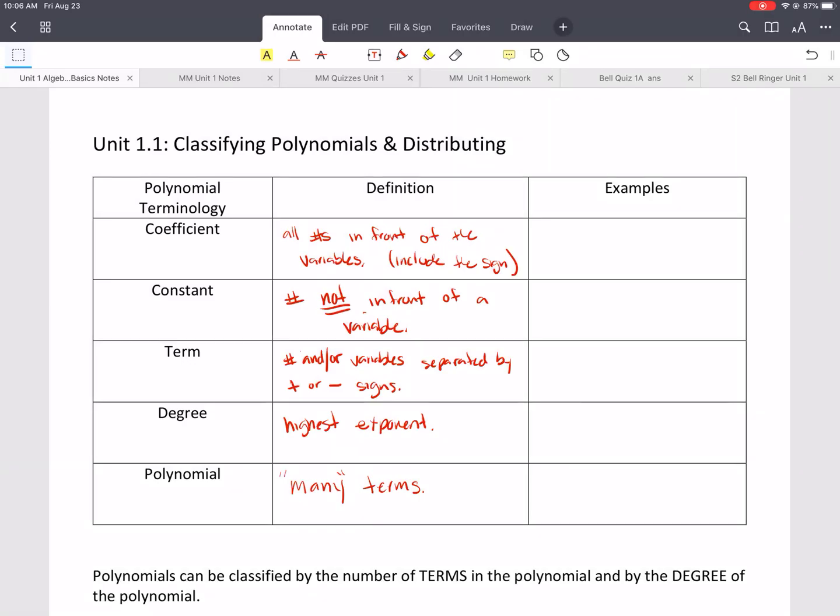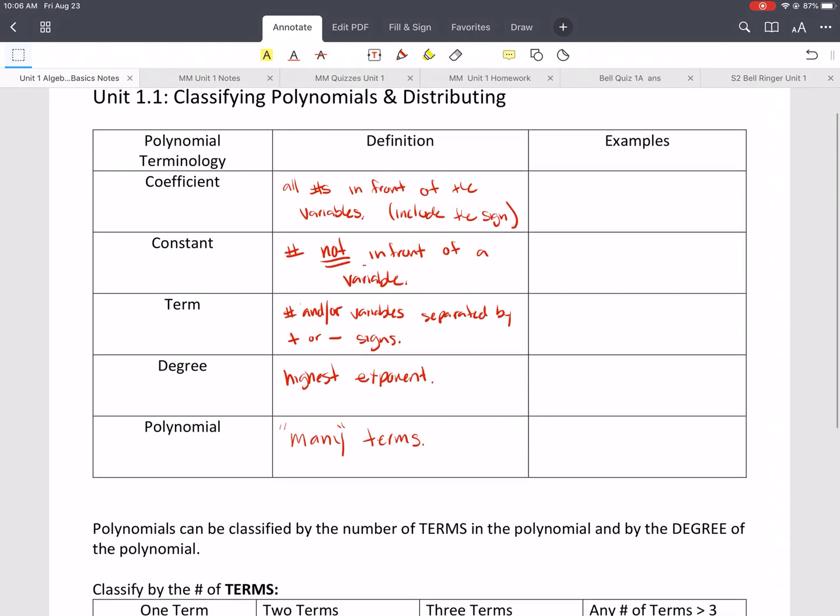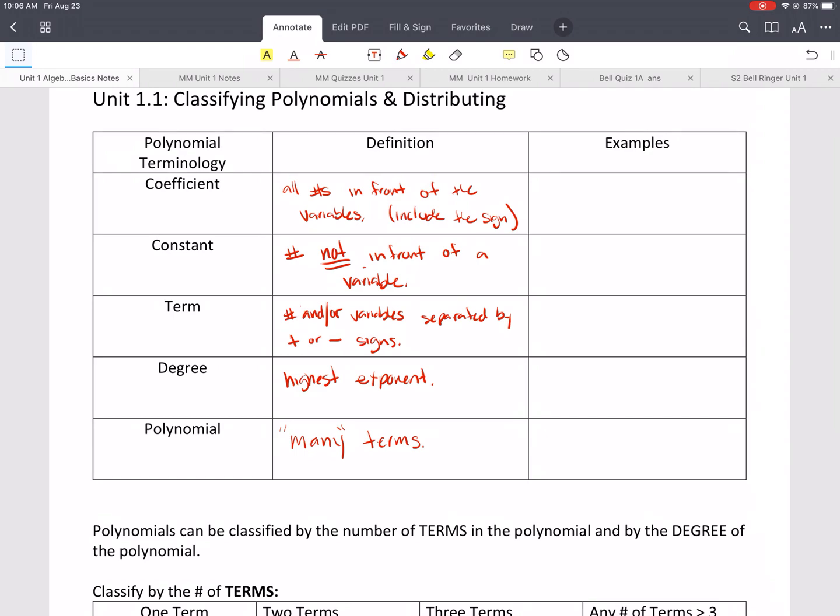Welcome, everyone. So this is Secondary Math 2, and we're just starting right up with Unit 1.1, Classifying Polynomials and Distributing. All right, so in class, last time we talked about what does poly mean. Poly means many, so many terms.